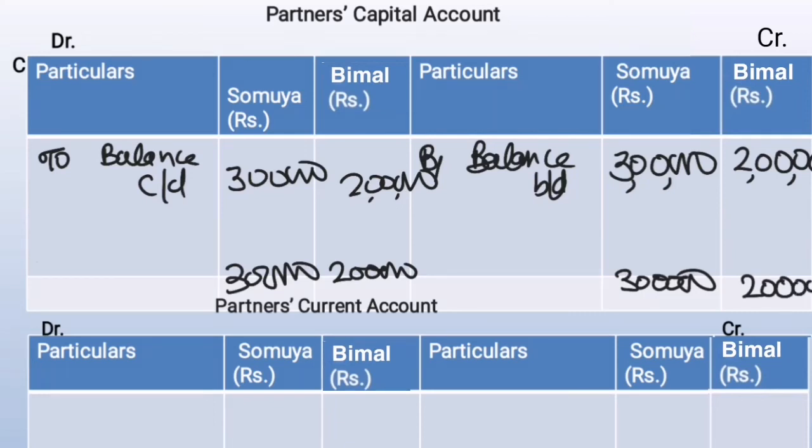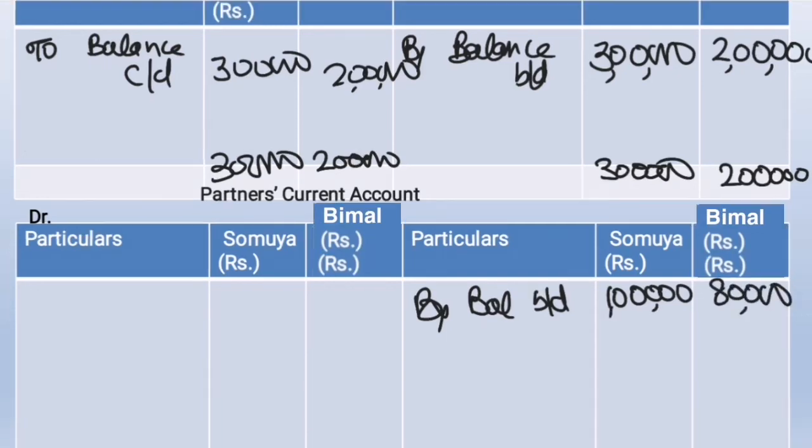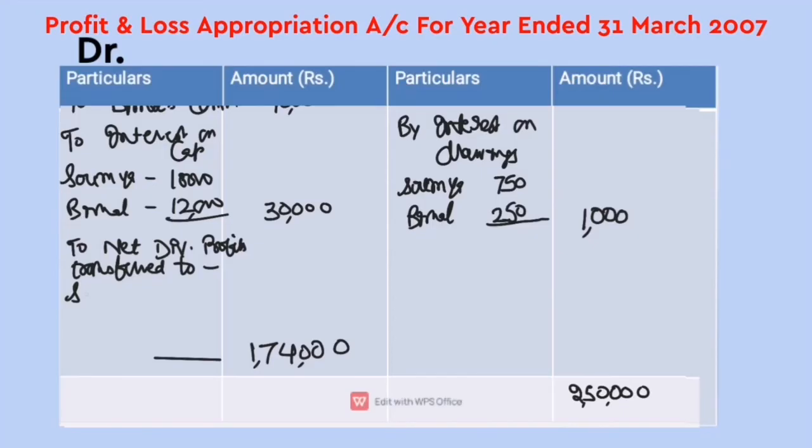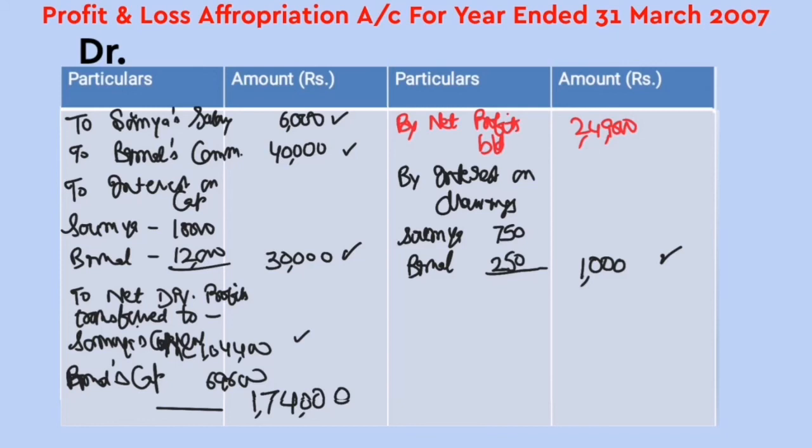Next we have to prepare partners' current account. Again we will bring down the balances of Soumya and Bimal. By balance brought down, Soumya's balance is 1 lakh and Bimal's current account balance is 80,000 rupees. Now we have already shown the balance. Then whatever amounts are to be given to partners, like Soumya's salary, Bimal's commission, interest on capital, then net divisible profits, then interest on drawings to be charged from partners, everything will be shown in partners' current account.